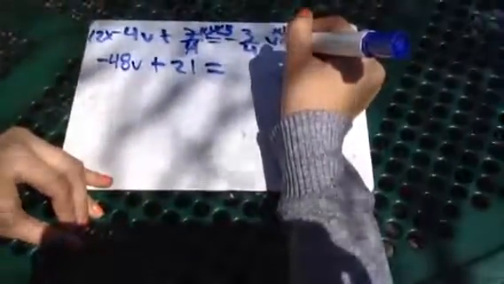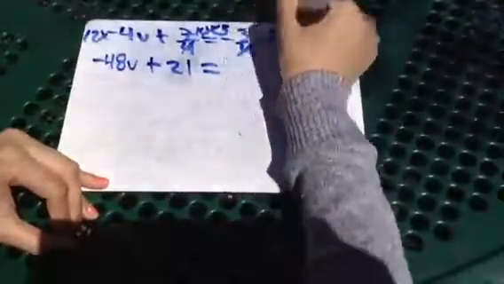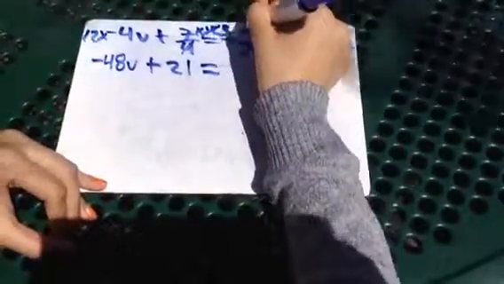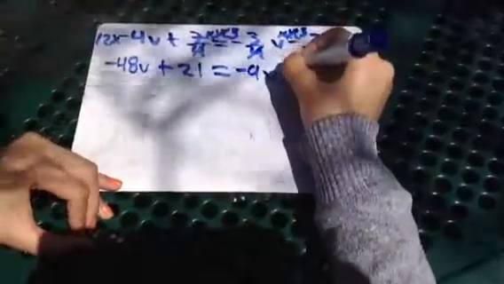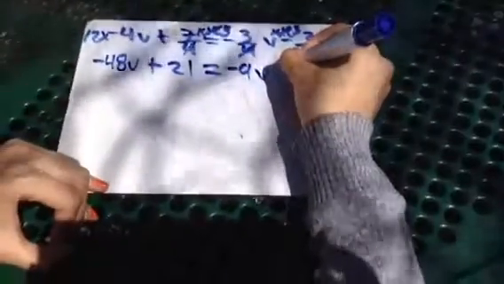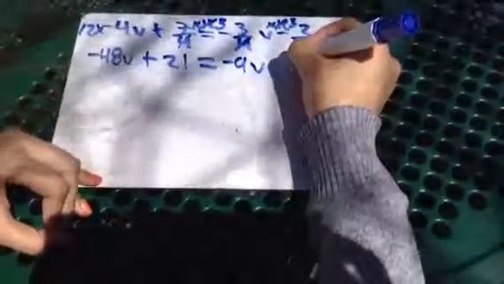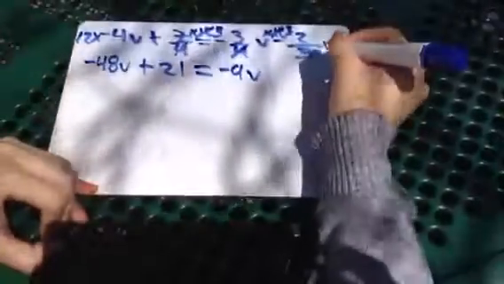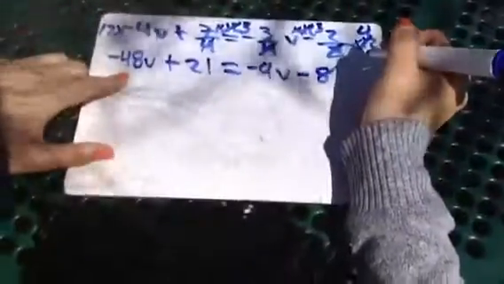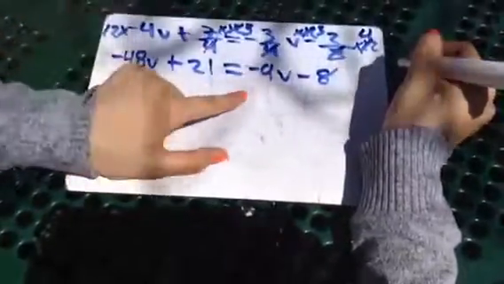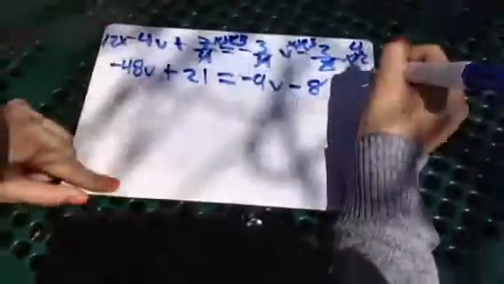Negative 3 over 4v times 12 can also be simplified. You can cross off the 4 and change the 12 into a 3. Negative 3v times 3 is negative 9v. In negative 2 over 3 times 12, the 3 can be crossed off and the 12 can be changed into a 4. 2 times 4 is 8. You are left with the equation negative 48v plus 21 equals negative 9v minus 8.